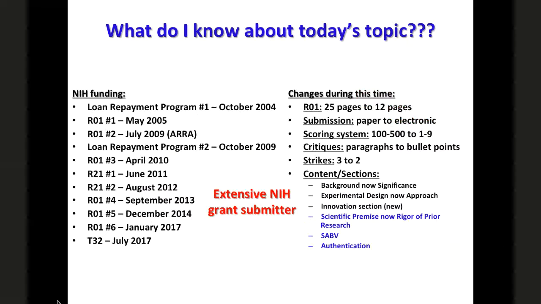And then content sections. So the background is now the significance. Experimental design is now the approach. Innovation. For the novice, and only 3 what?